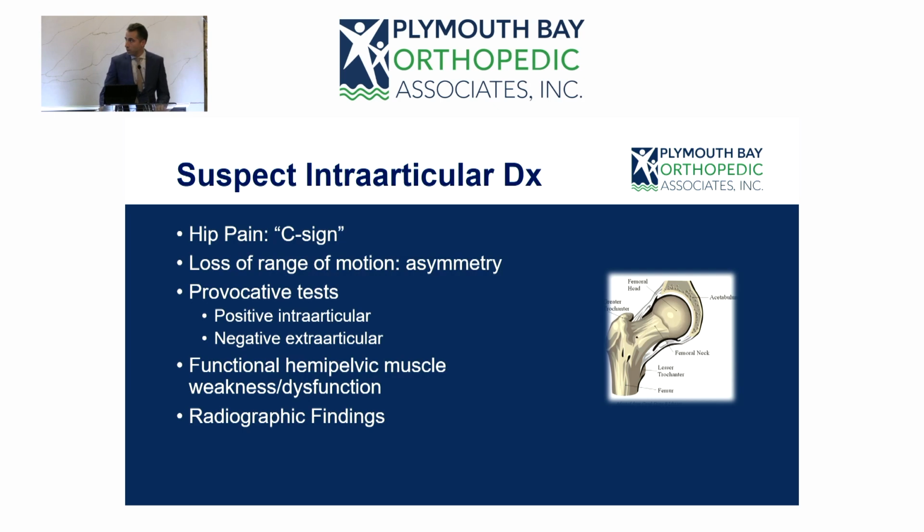And so again, if you suspect an intra-articular diagnosis, there's typically a C sign. There's a loss of range of motion, which is usually asymmetric between the two sides. The intra-articular provocative test would be positive, and the extra-articular one would be negative. And the radiographic findings would clearly support this.